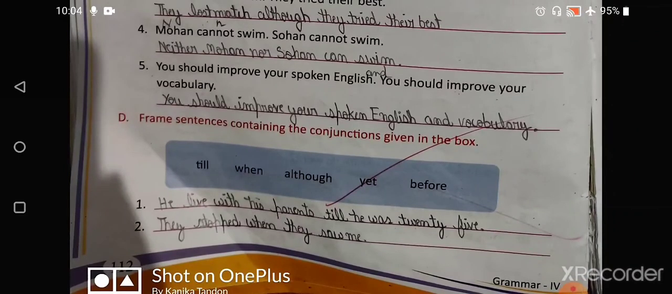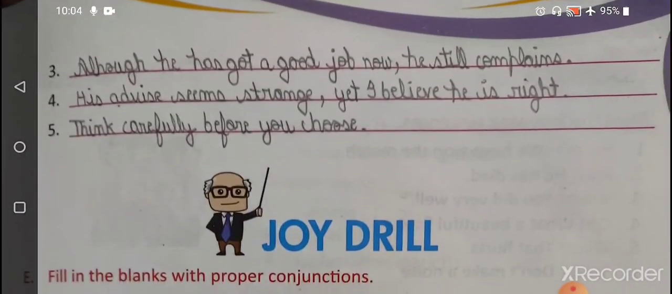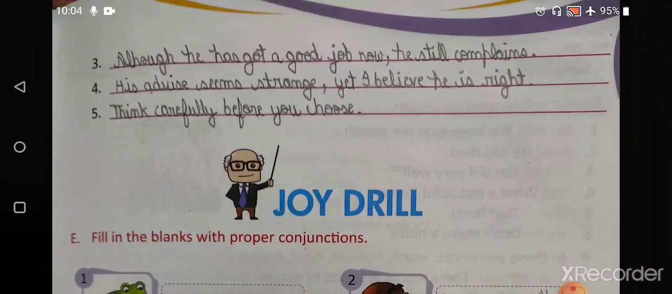Frame sentences containing the conjunction given in the box. It is not necessary that you write the same sentences that I am giving in the book. Alright, you have to use these 5 words and you can write any sentence that you want, but those sentences should have some meaning. So: he lived with his parents till he was 25. They stopped when they saw me.